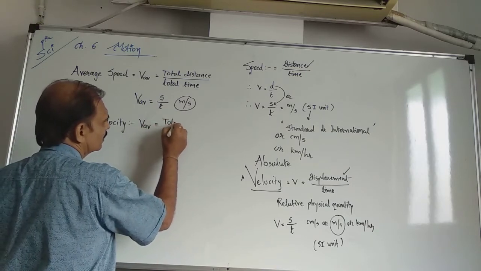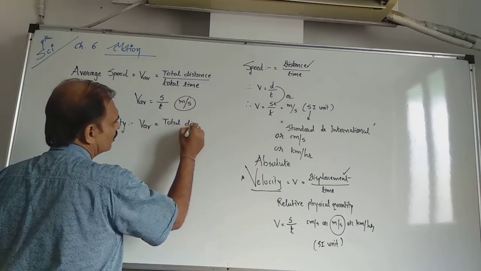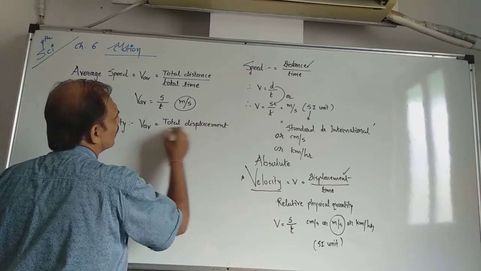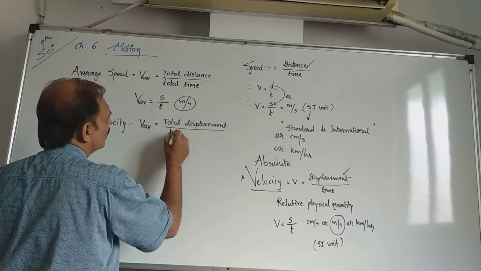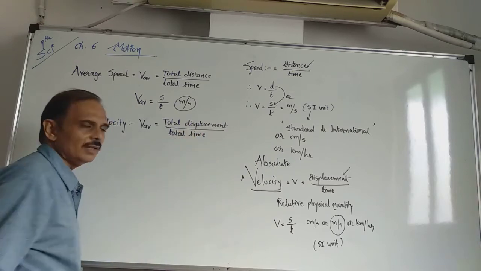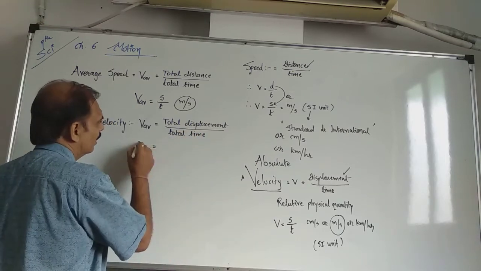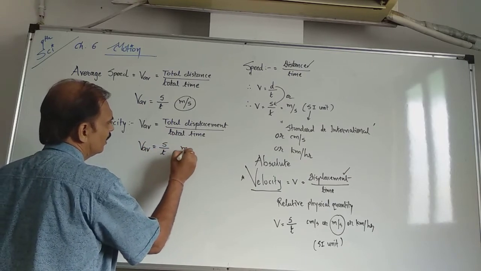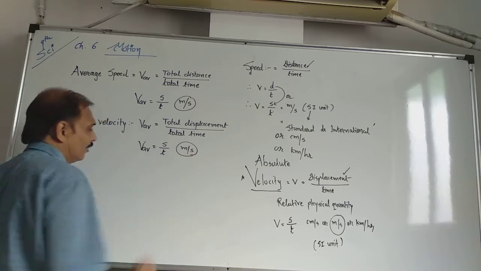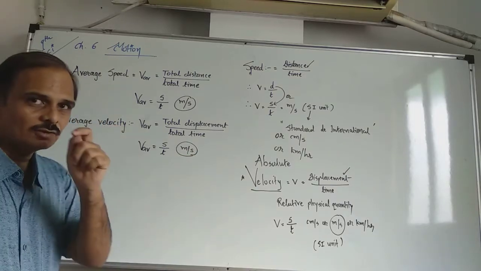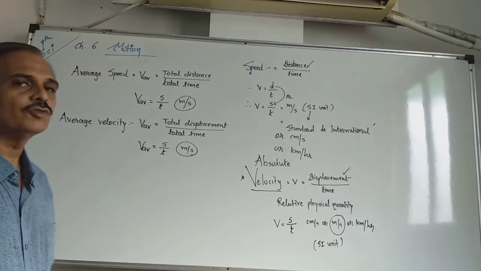Total displacement upon total time taken to cover that displacement. Again, V average equals total displacement upon total time, in meter per second, the same. But if you want to distinguish between average speed and average velocity, then there is also another formula of average velocity.